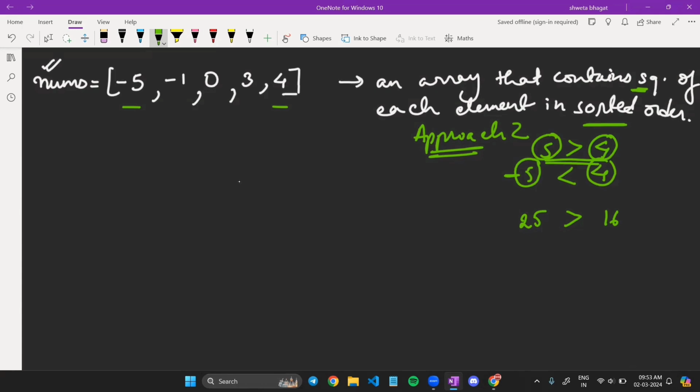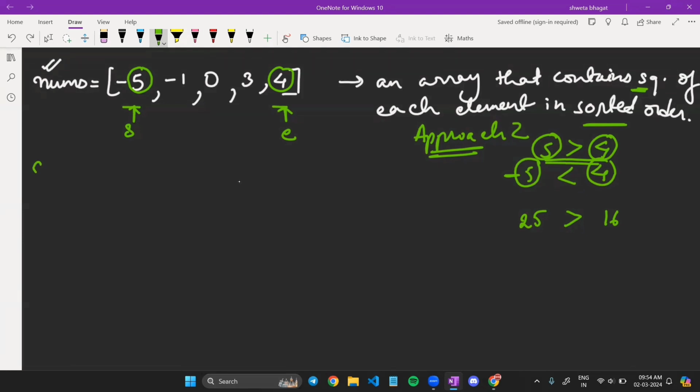So what we will do in the second approach is take two pointers. Say this is start and this is end. We will compare the absolute values present at these pointers. That is, we'll compare 5 and 4, not -5. The reason being, if we compare -5 and 4, we'll always get that -5 is lesser than 4. But when we find the squares, the square of -5 will be greater, right? So that's the reason we'll be comparing the absolute values.